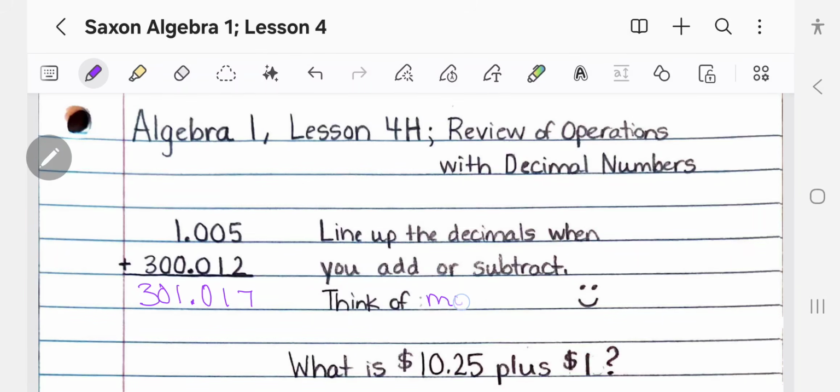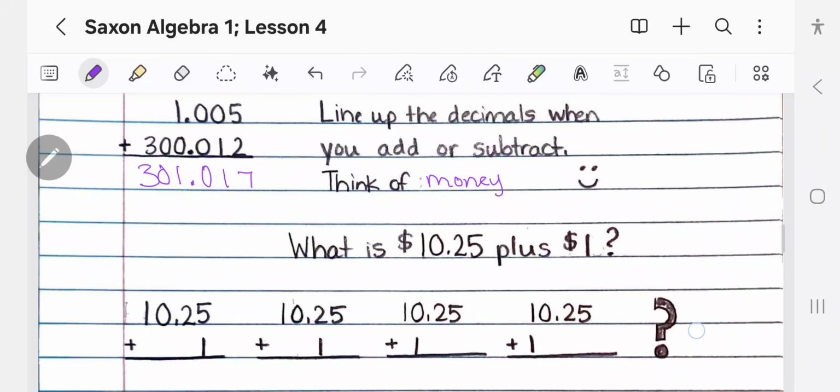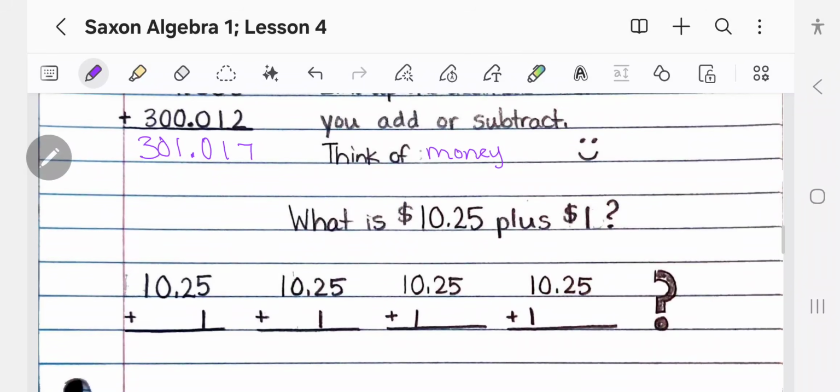Well, I think it's helpful to think about money. What is $10.25 plus $1? Can you think of that answer in your head? $10.25 plus $1 more. Well, I'm going to put some examples up here, some answer choices, and you pick the one that you think is right. Which of those is right?